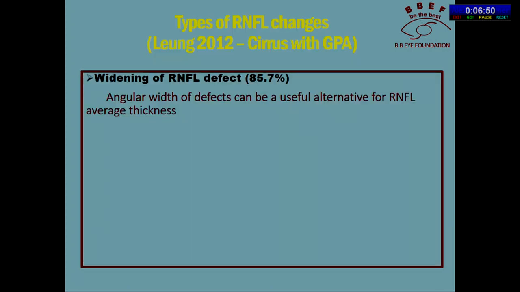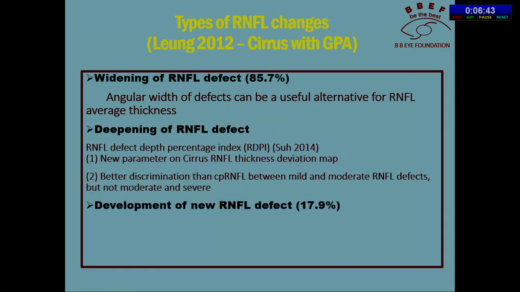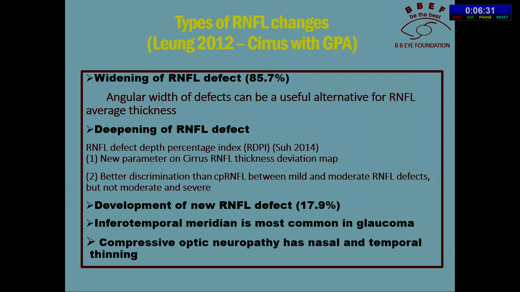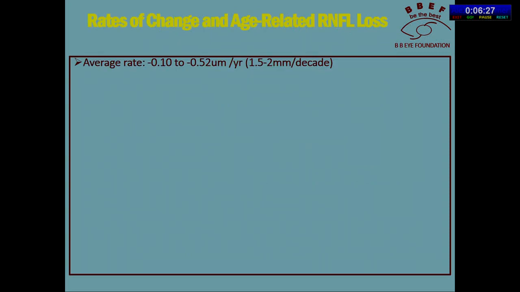So types of retinal nerve fiber changes. It can be the widening of the retinal nerve fiber defects. It can be deepening of the retinal nerve fiber defect or development of a new retinal nerve fiber defect. Inferotemporal meridian is the most common in glaucoma. Compressive optic neuropathy has nasal and temporal defects and thinning.